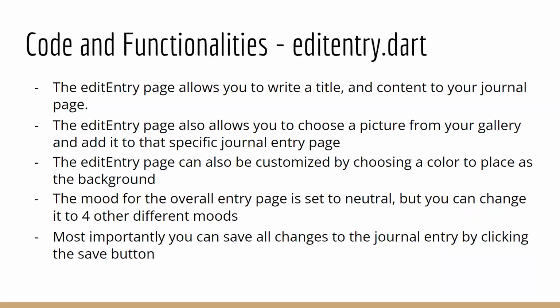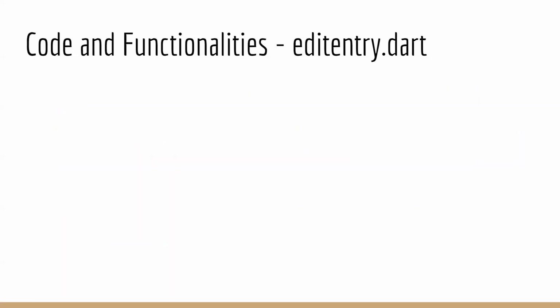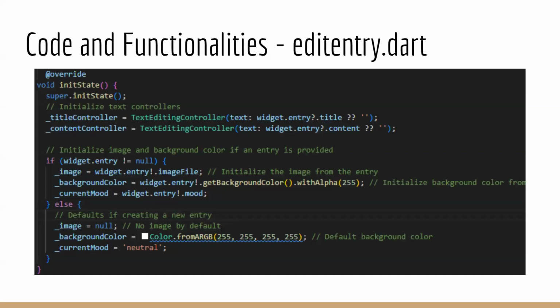Then more importantly, you have the save button, which if you click it, it will save the edited journal entry into the entry page. If you don't click the save button, it won't save any of the changes that you've made. And then in this case, this is what will initialize the state of the entry pages. So once you click on a page, this is called, and depending on if you saved an image or if you didn't save an image or if the widget itself is empty, it will either load no image, it will load a default color, and the current mood will be set to neutral, or it would load all your previous options.